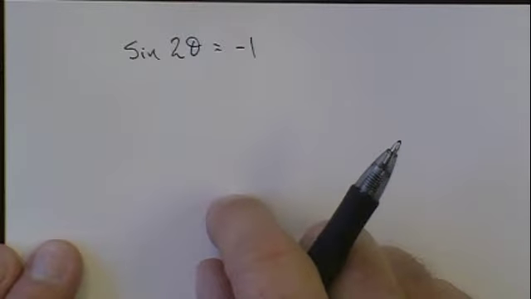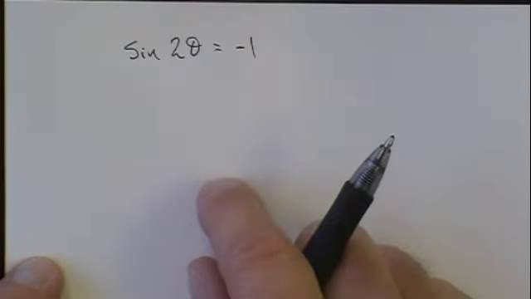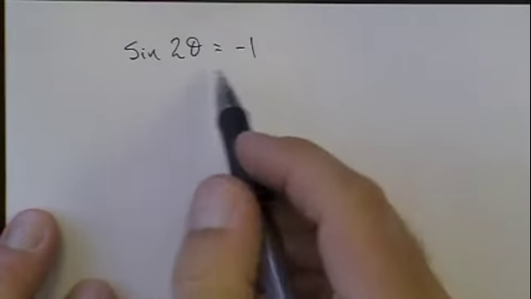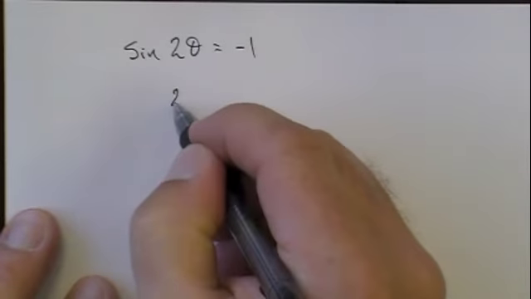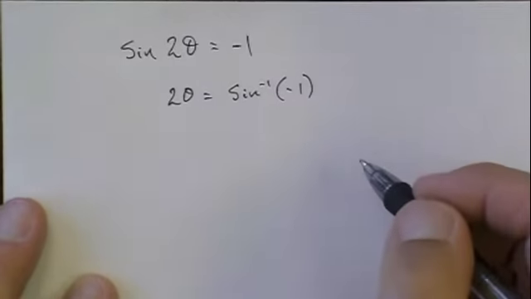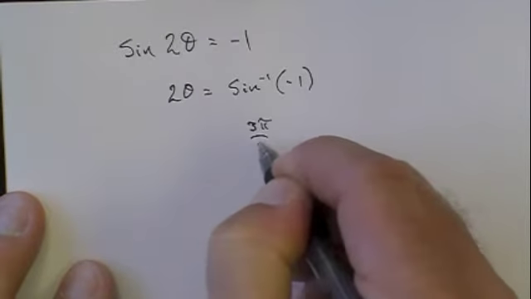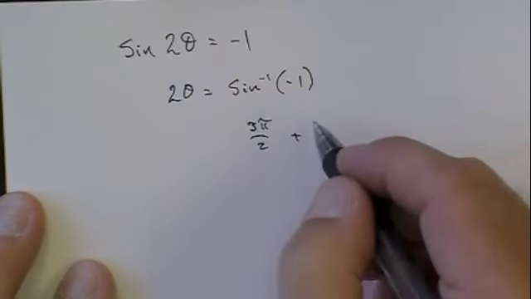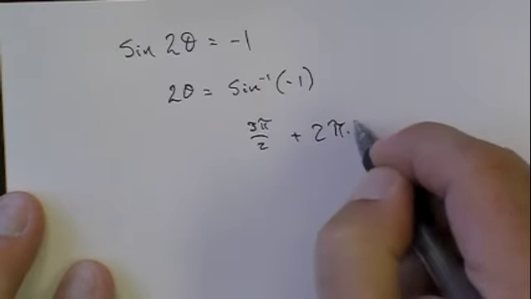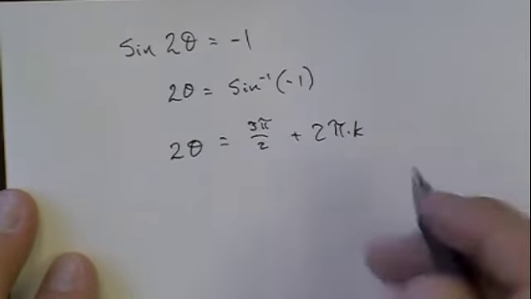Now here's a similar type of problem. Go ahead and solve this for theta and then check your answer with what I do for work. Okay, so our first step, we're going to take the inverse sine of both sides. So we have 2 theta is equal to the inverse sine of -1. We know that happens at 3 pi over 2. And of course our multiple laps, so we're going to add 2 pi times k for all those multiple laps around. And that's equal to 2 theta.